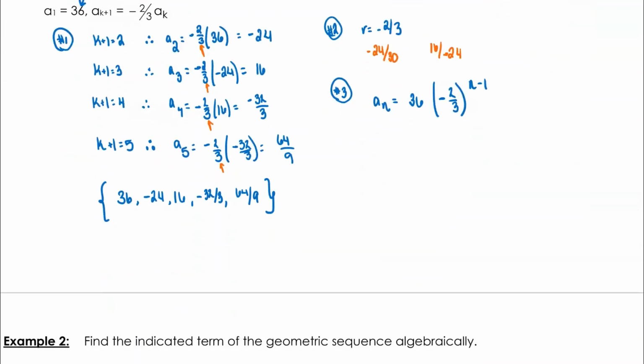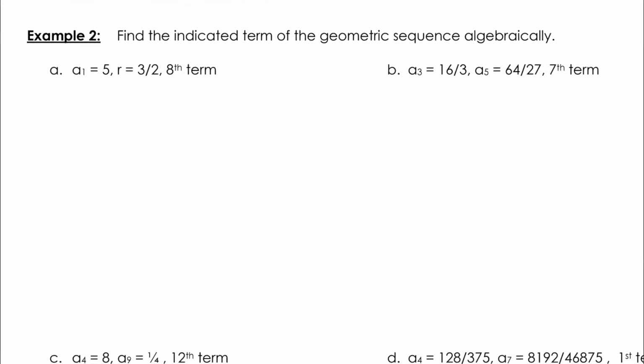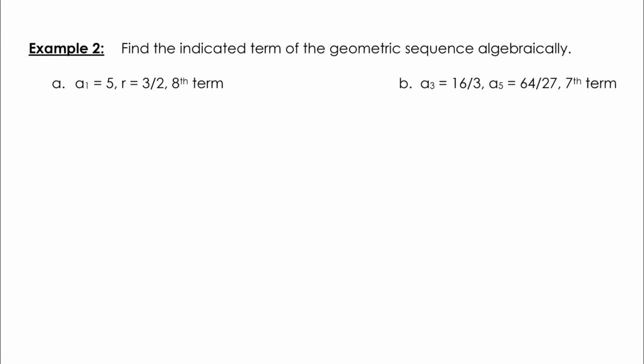Okay, moving on to the next page, they ask us to find the indicated term for the geometric sequence algebraically. Looking at 2a, we have the first term is 5, the common ratio is 3/2, and they're asking us to find the 8th term, so we need to find a sub 8.